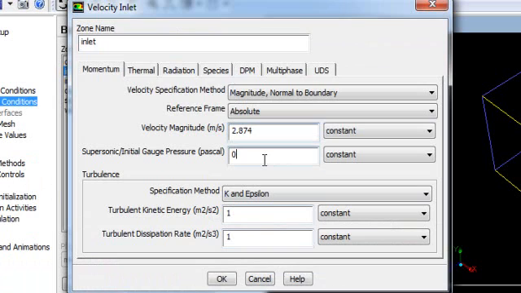Okay, and the operating gauge pressure is right now 0. So the fluid is flowing from atmosphere and it goes over the cylinder and it goes through the outlet. So our gauge pressure is 0. The new thing here is the turbulence option. You don't have this option when we try to model the laminar flow.